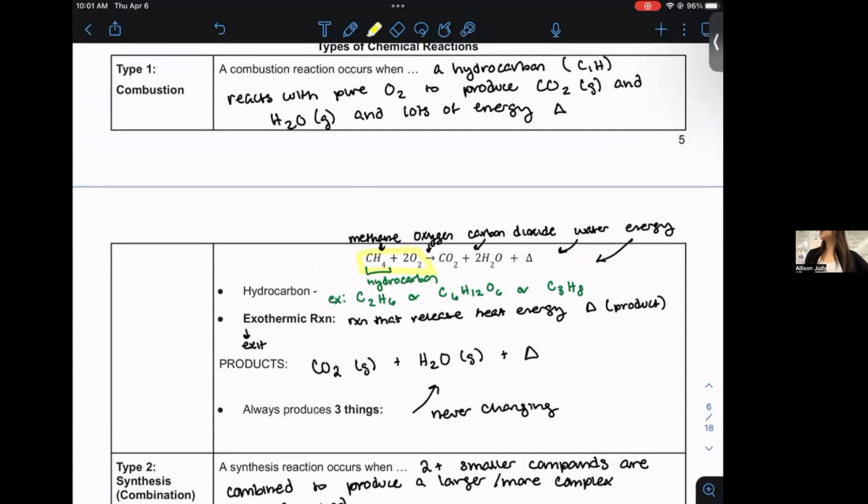Synthesis. What could you say is a synthesis? Mika, what's a synthesis reaction? It's two smaller molecules or compounds creating a more complex compound. Excellent. It's the building of something more complex.